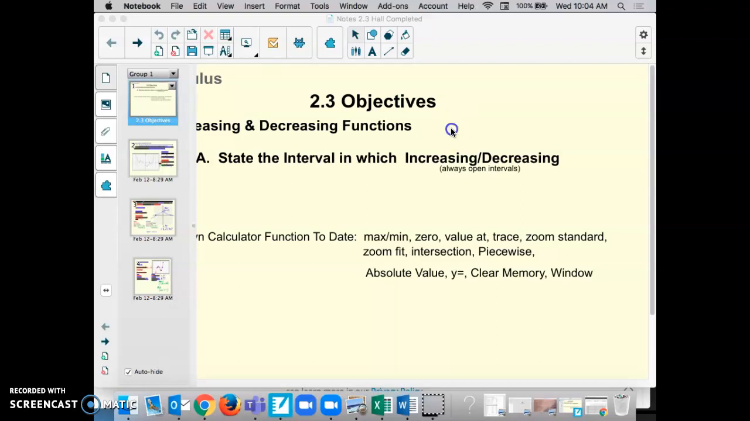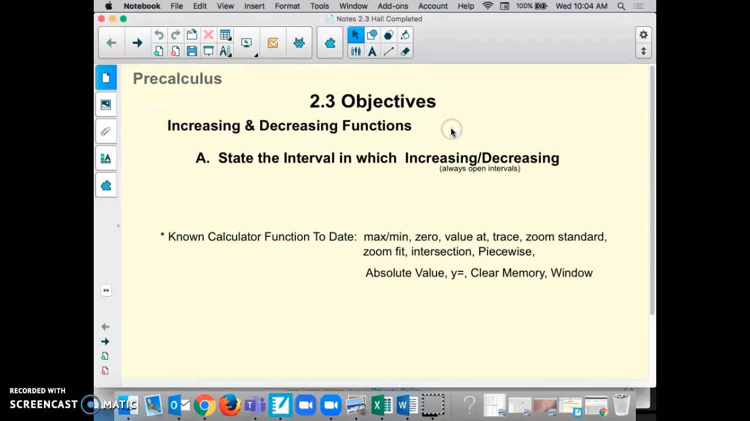Okay, in 2.3, we're going to be moving on. We'll be able to get this done in one video. It's increasing and decreasing functions. So we're going to state the interval in which increasing and decreasing occurs. And then it says right here, it's always open intervals, and I'll talk more about that in the video.